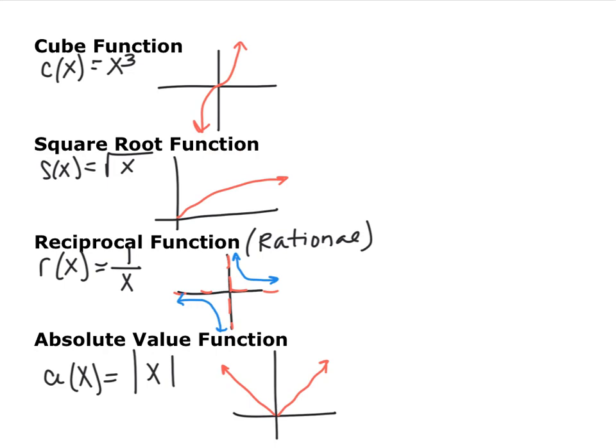The reciprocal function, which we usually call a rational function, that's 1 over x. It has asymptotes at the x and y axis, so x equals 0 and y equals 0, and then is in the first quadrant and the third quadrant. And then the last one is the absolute value of x, and that's solely in the first and second quadrants because y's can only be positive for the parent functions.